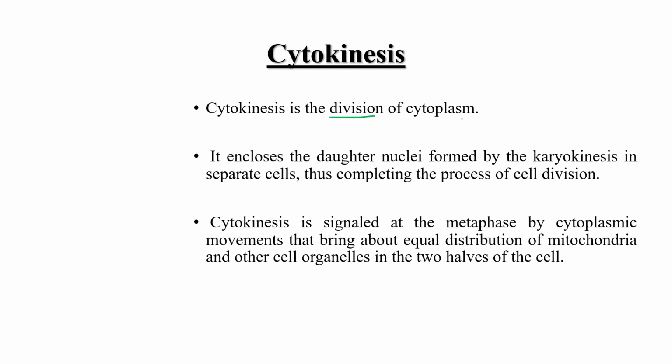Cytokinesis means division of the cytoplasm, right? Cytokinesis encloses the daughter nuclei formed by karyokinesis in separate cells, thus completing the process of cell division. Cytokinesis is signaled at metaphase by cytoplasmic movement that brings equal distribution of mitochondria and other cell organelles into the two halves of the cell. So equal division of cell organelles occurs during cytokinesis, not during karyokinesis. In karyokinesis, only equal division of DNA occurs, right? Just keep in mind that organelles like mitochondria and Golgi complex are equally divided during cytokinesis.